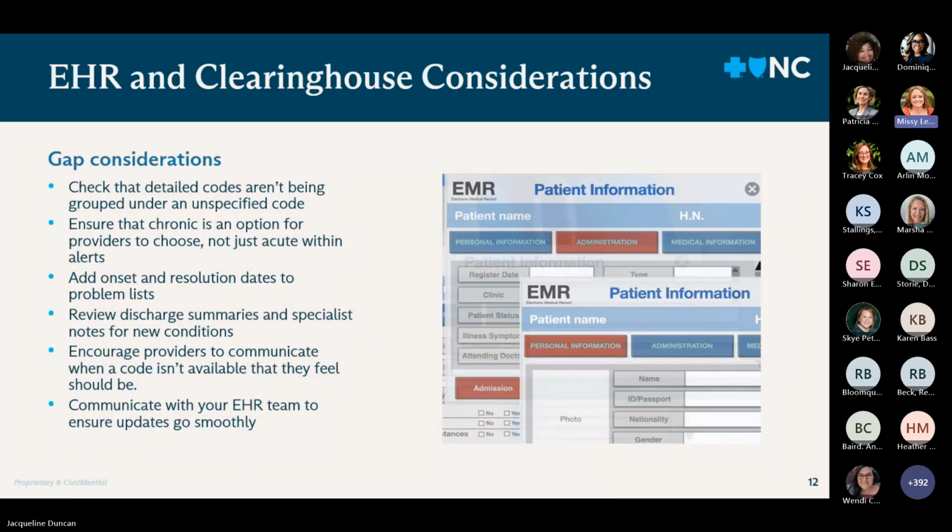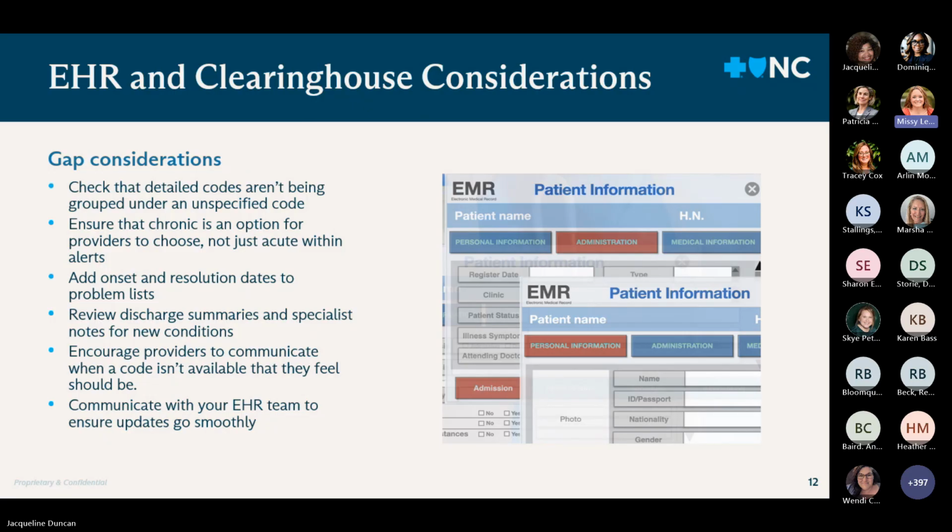One key consideration is how codes are presented in the EHR. Sometimes specific codes are grouped under a generic or unspecified option, and providers may default to that less specific code. This can lead to underreporting severity. Make sure the codes you need aren't hidden under an unspecified grouping and that the chronic options are available and not just acute codes. If providers notice a diagnosis code is missing or unavailable, encourage them to communicate that with their EHR team so that it can be corrected.